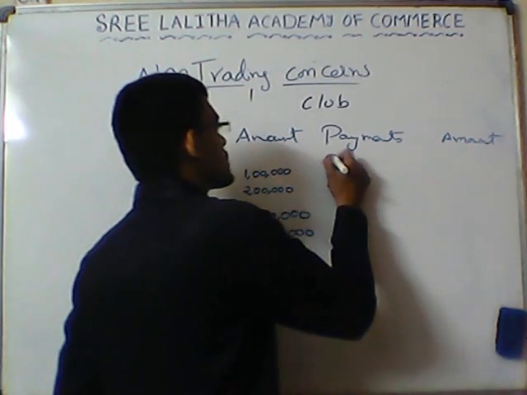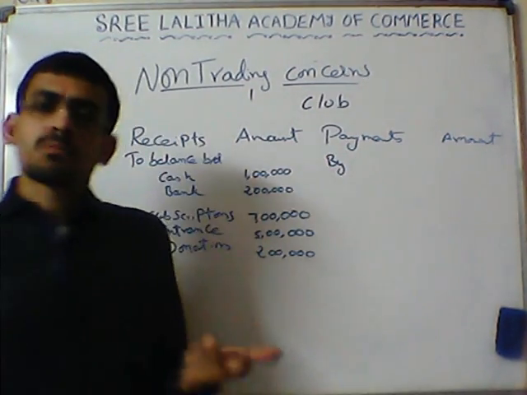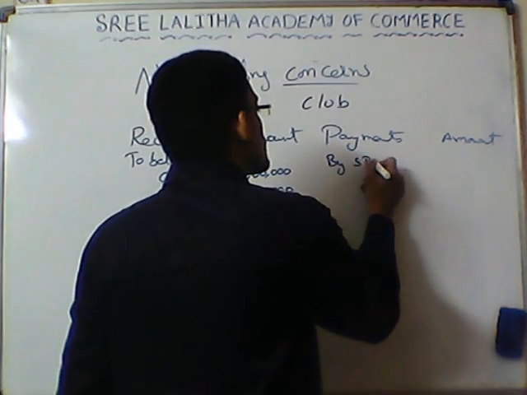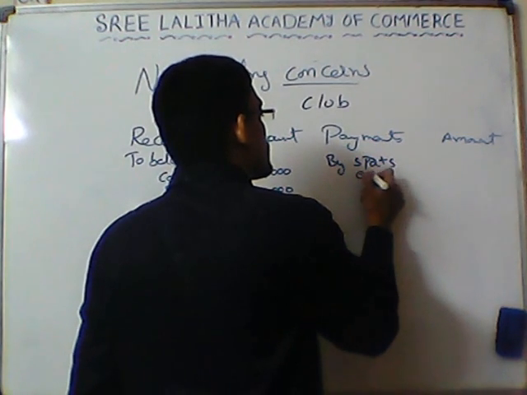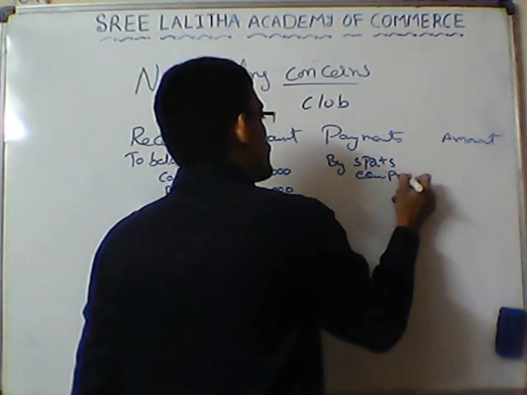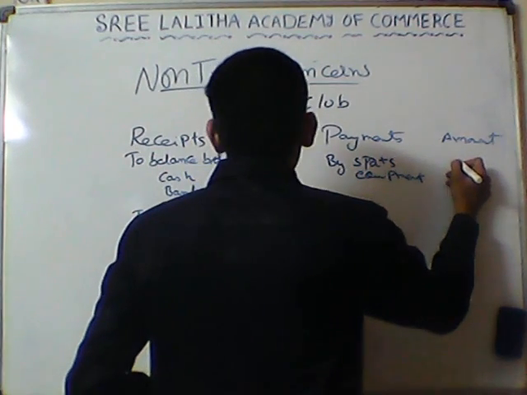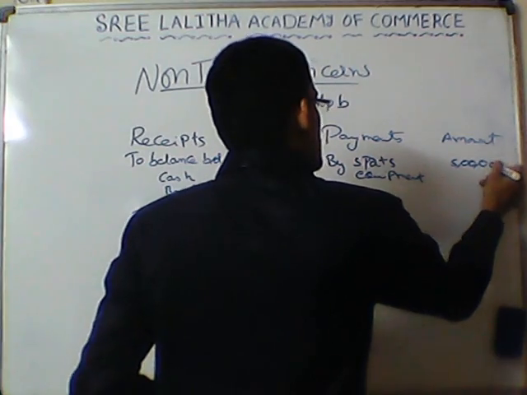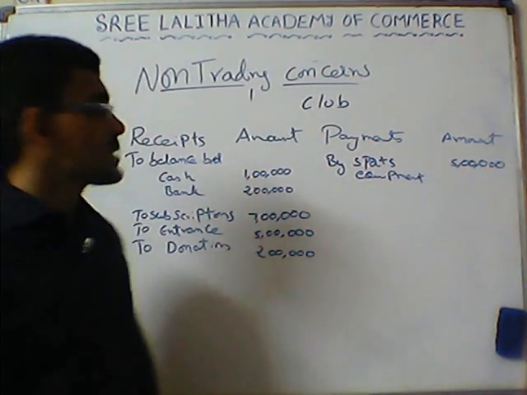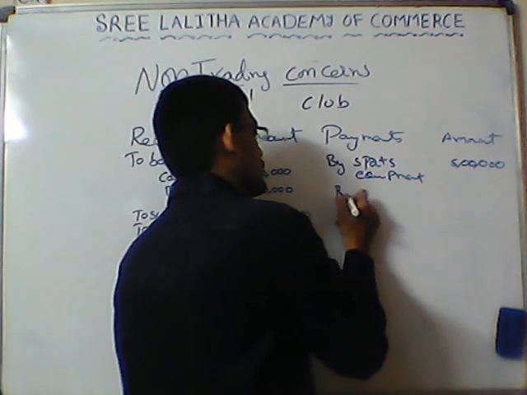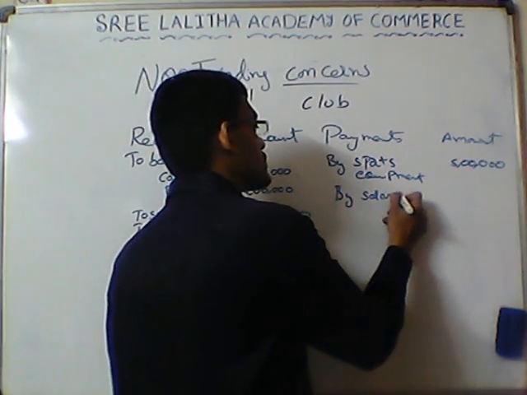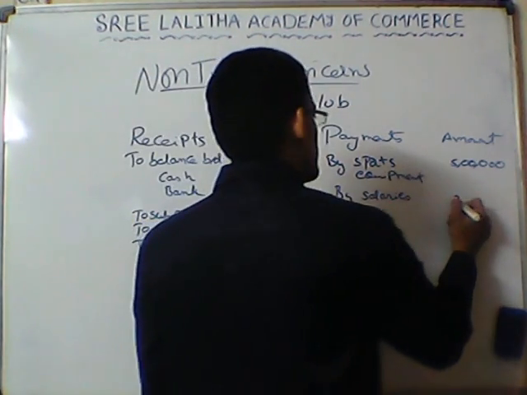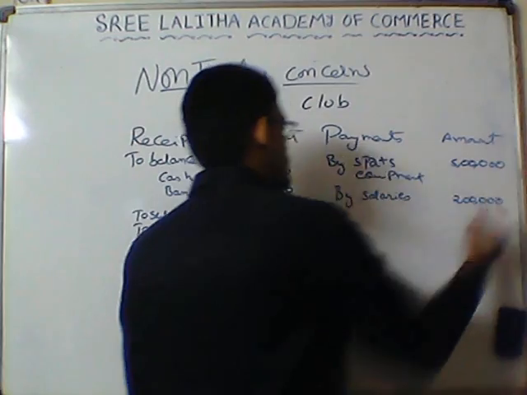Say the club is purchasing some fixed asset. Say it is a sports club, so it's purchasing some sports equipment. By sports equipment amounting to say 5 lakhs. So that's the cost of the sports equipment which the club has purchased. By salaries. The club has some staff for which the club is making payment of salaries, which is 2 lakhs.